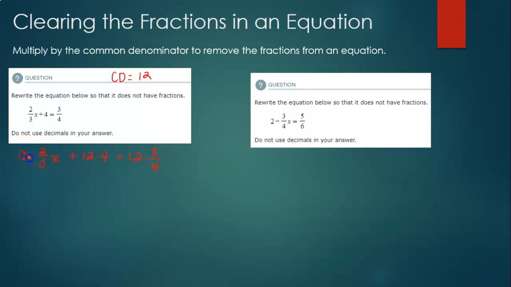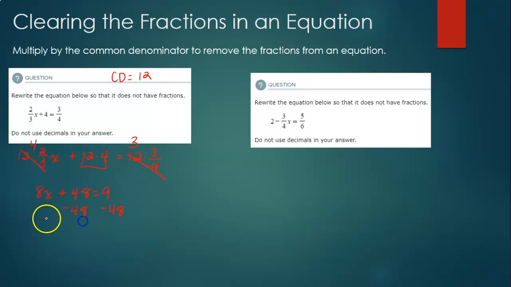Welcome back. You should have tried to simplify using canceling. 12 divided by 3 is 4, and 4 times 2x is 8x. 12 times 4 is 48. There's nothing to cancel there, which is why I don't cancel anything. 12 divided by 4 is 3, so 3 times 3 is 9.